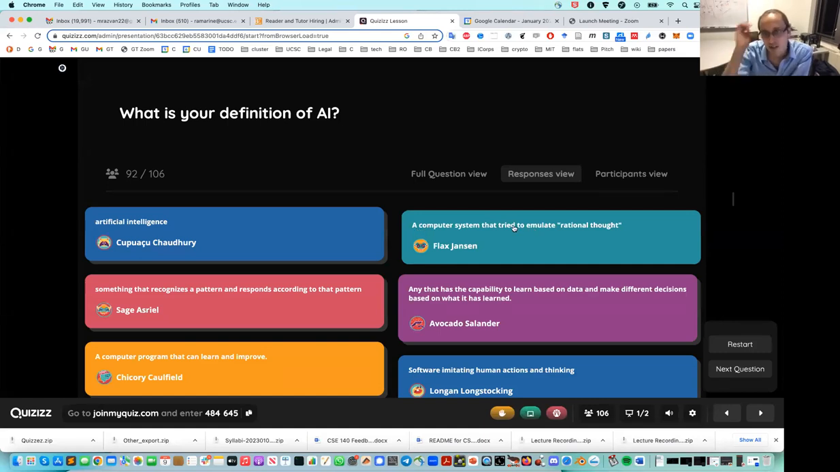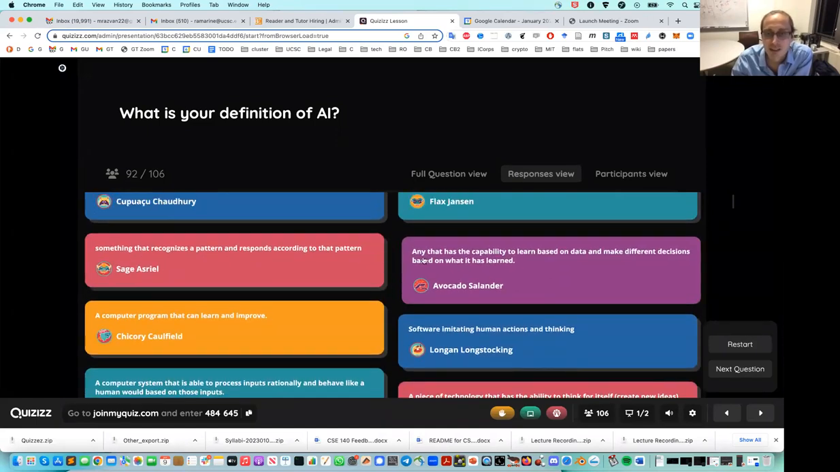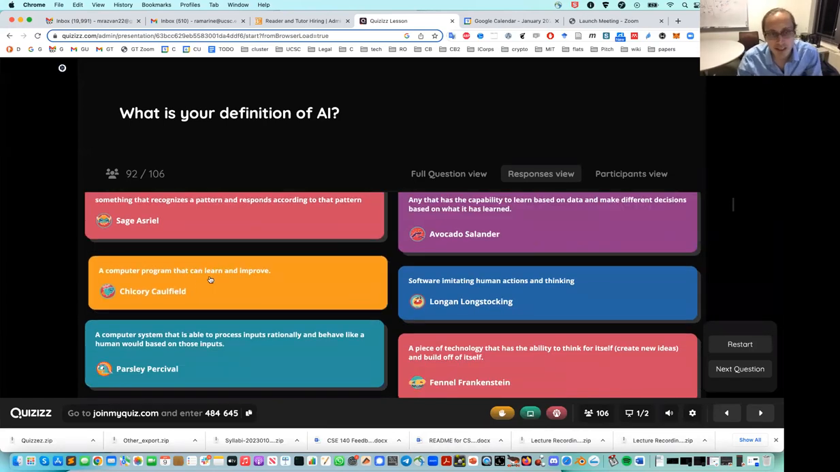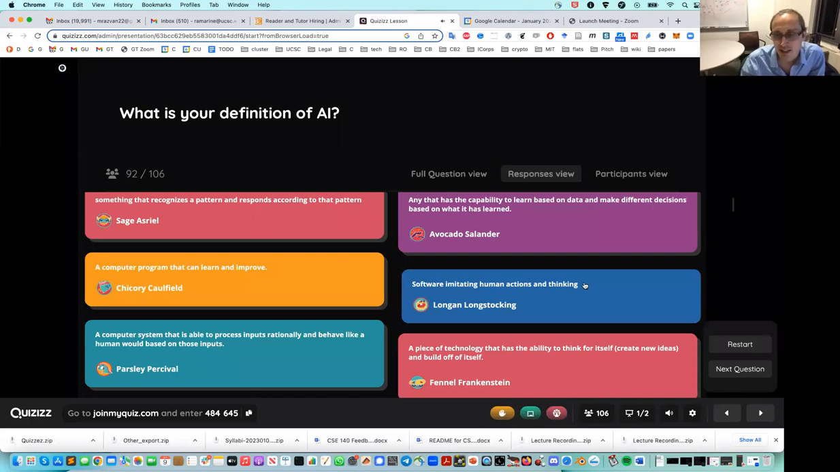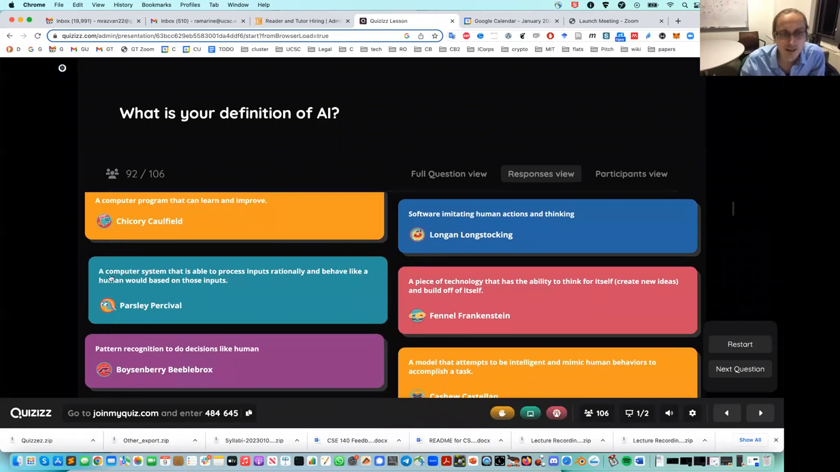A computer system that tries to emulate rational thought. That's good. Something that recognizes a pattern and responds according to that pattern. Any that has the capability to learn based on data and make these different decisions based on what it has learned. Nice. A computer program that can learn and improve. Software imitating human actions and thinking. I like all of these.